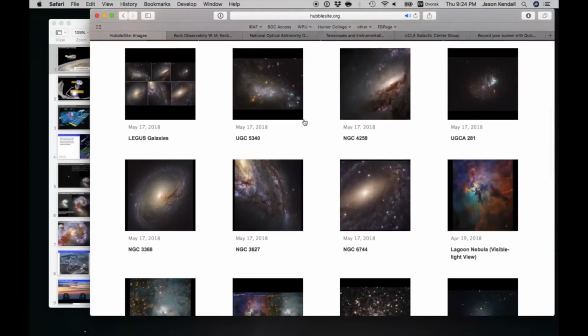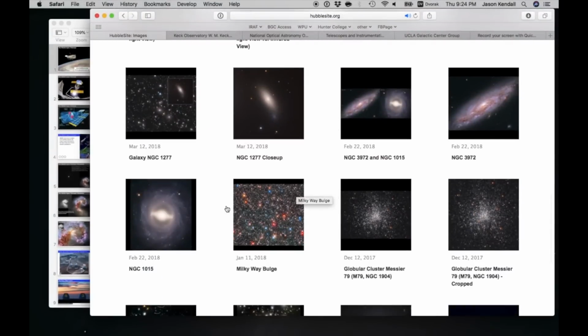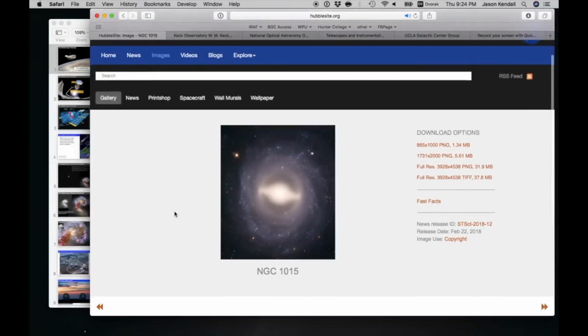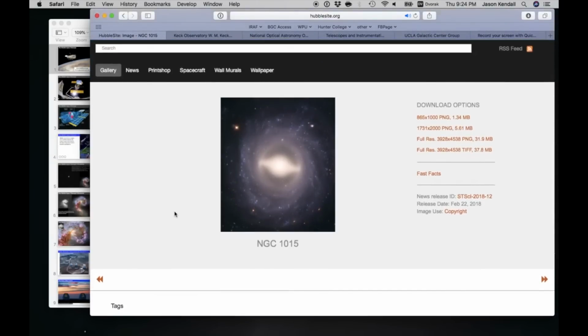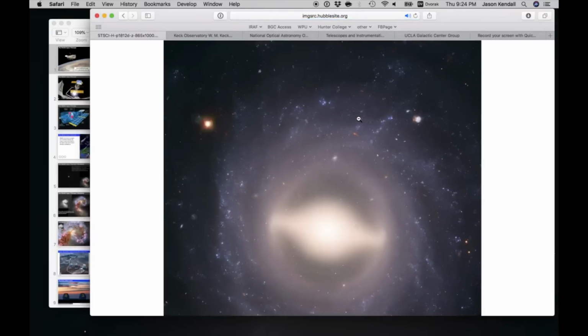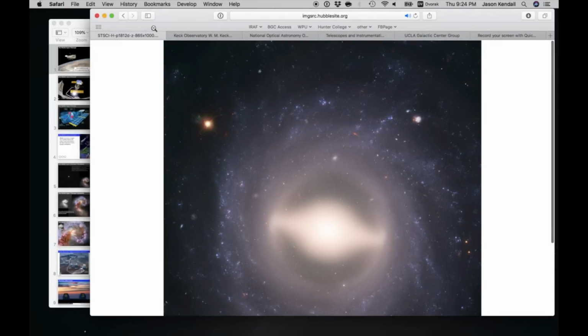You can go and take a look at your favorite picture, and just for fun and enjoyment, let's take a look at, say, this one, which is of a galaxy, NGC 1015. The release date was February of 2018, and we can see a nice, beautiful image coming from it. It's just absolutely gorgeous, and the imagery that you can see coming off it is astonishing. The detail of the Hubble Space Telescope cannot be underestimated, and let me show you exactly what that means.